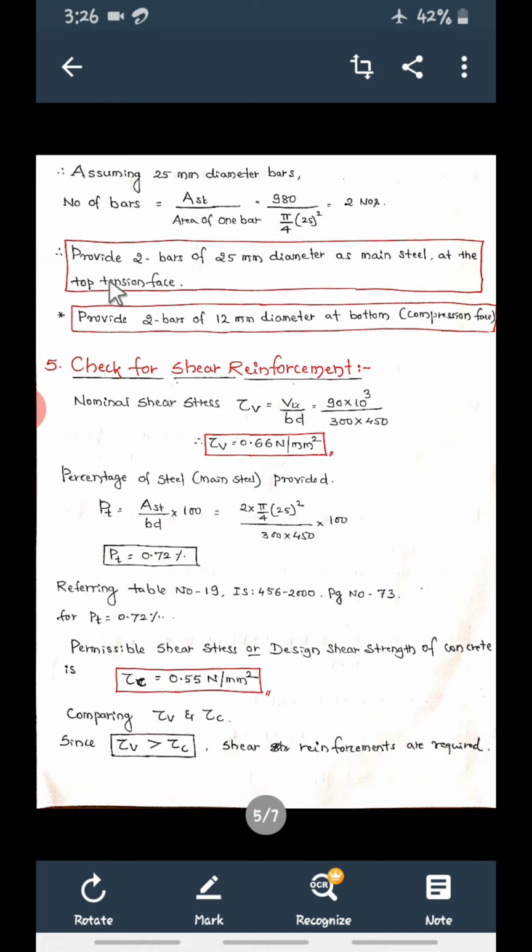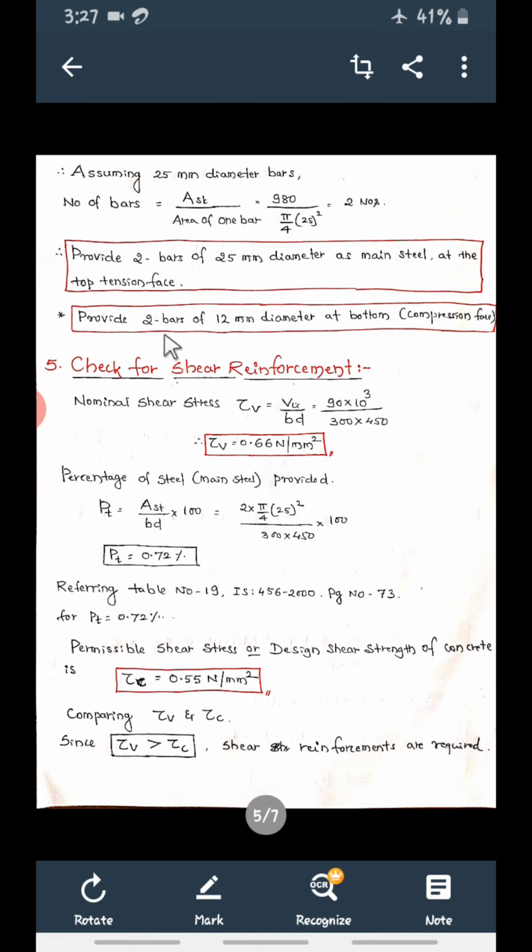And important is, at the top tension face. This is important. Till now the main steel was provided in the bottom, but in a cantilever beam the main steel will be provided at top. So these two bars will be provided at the top of the beam. Then at the bottom, nominal, as I said, provide two bars of 12 mm diameter at the bottom compression face as hanger bars. Okay, so this is regarding reinforcement.